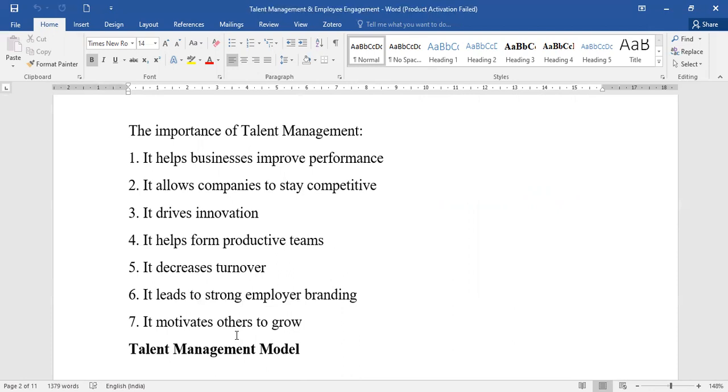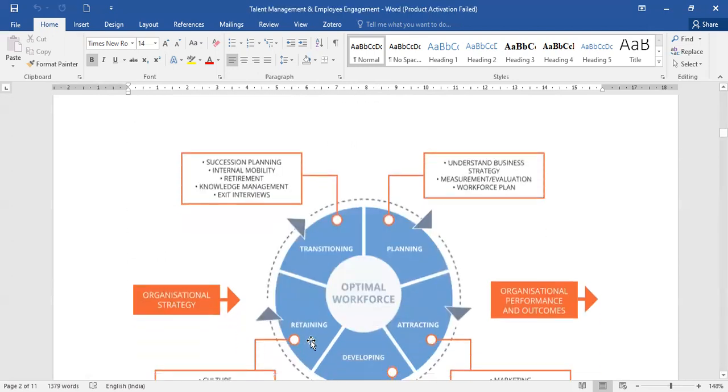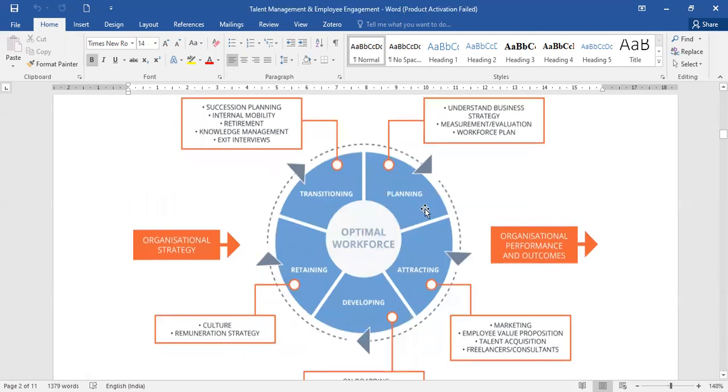Now we are going to see how this talent management works with the help of the talent management model, with certain steps. So let's go one by one. You can see the diagram over here, which includes planning, attracting, developing, retaining, and transitioning the employees.